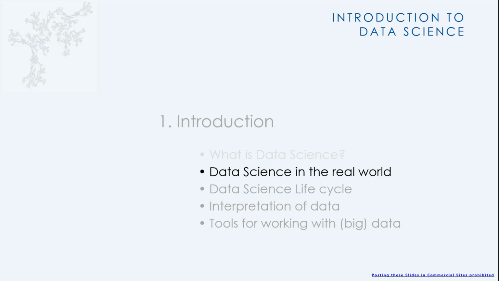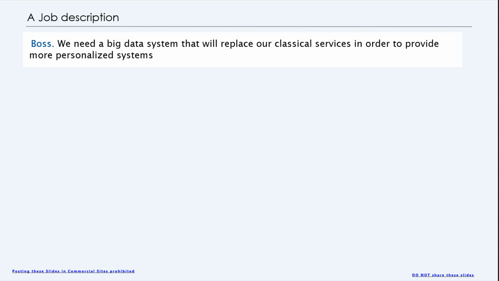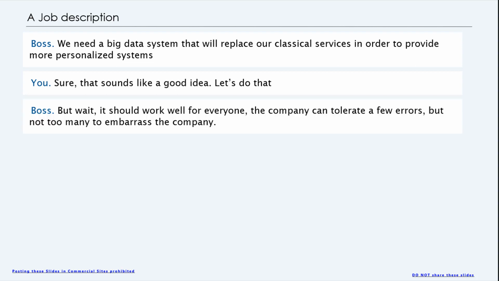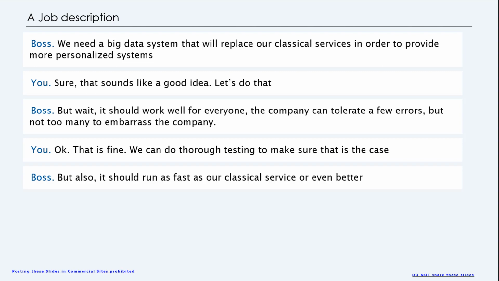So next, let's take a look at some of the data science applications in the real world. Let's think about a job description. Your boss says that we need a big data system that will replace our classical services in order to provide a more personalized system. You would say, sure, it sounds like a good idea, let's do it. But the boss says, wait, it should work well for everyone. The company can tolerate a few errors, but not too many to embarrass the company. You will say, okay, that's fine. We can go through testing to make sure that's the case.